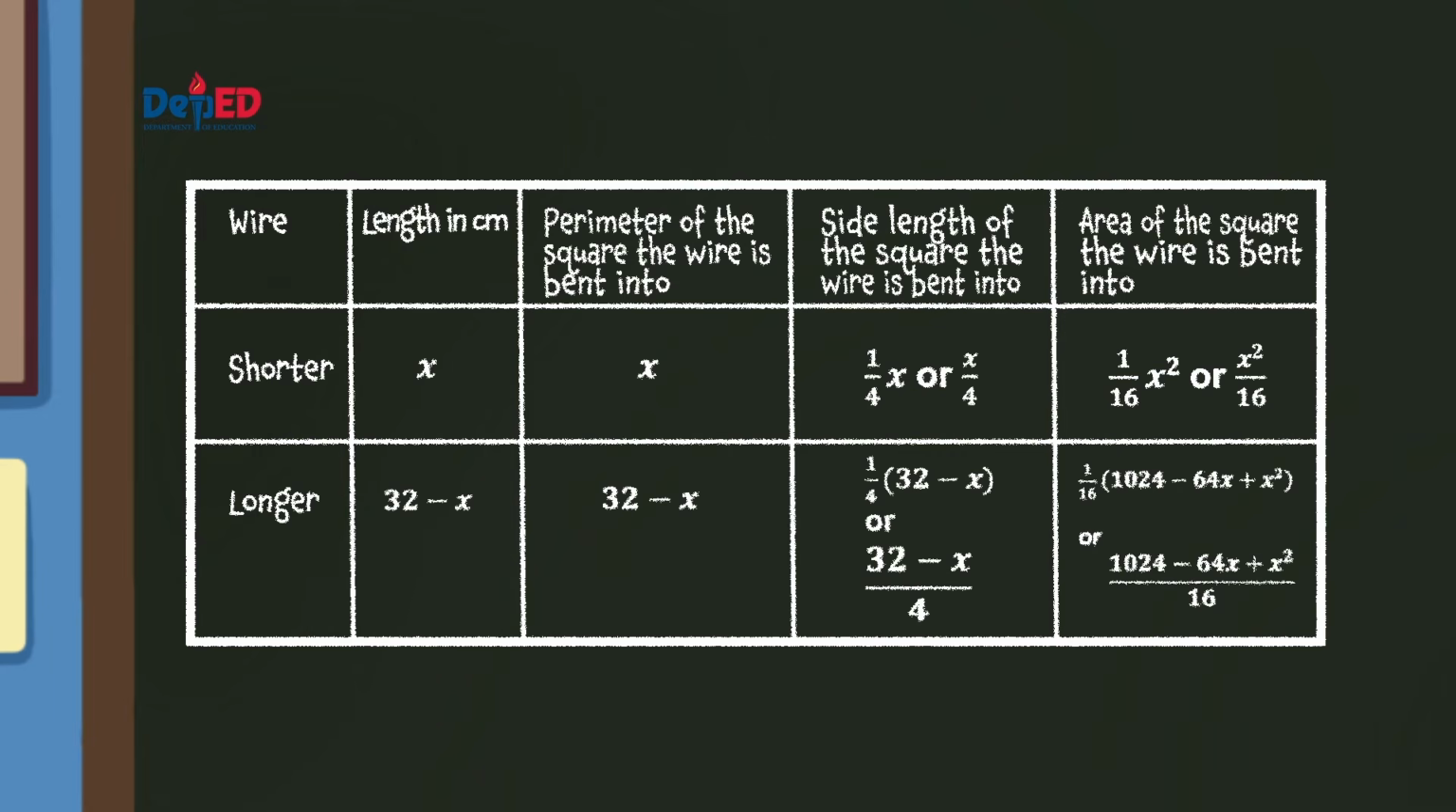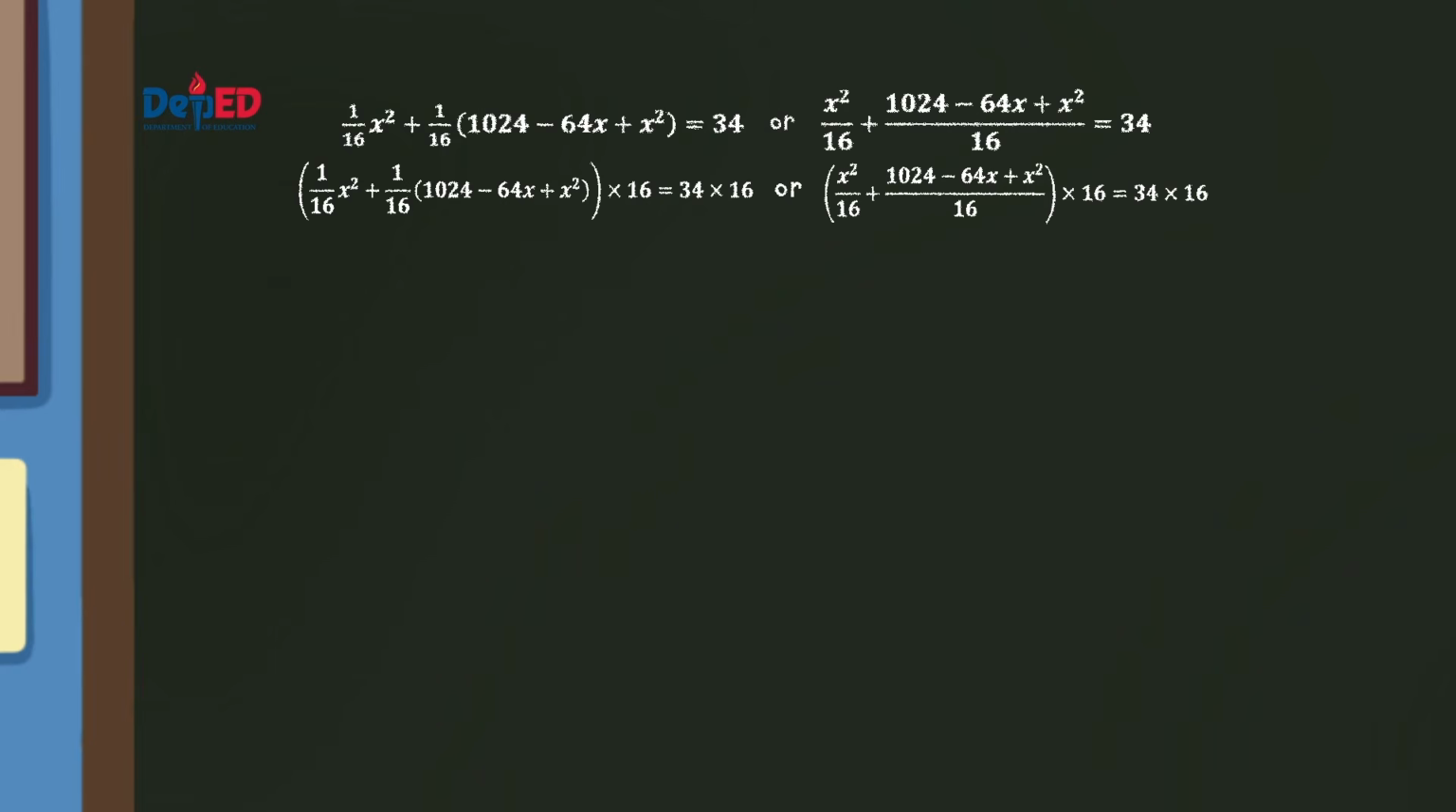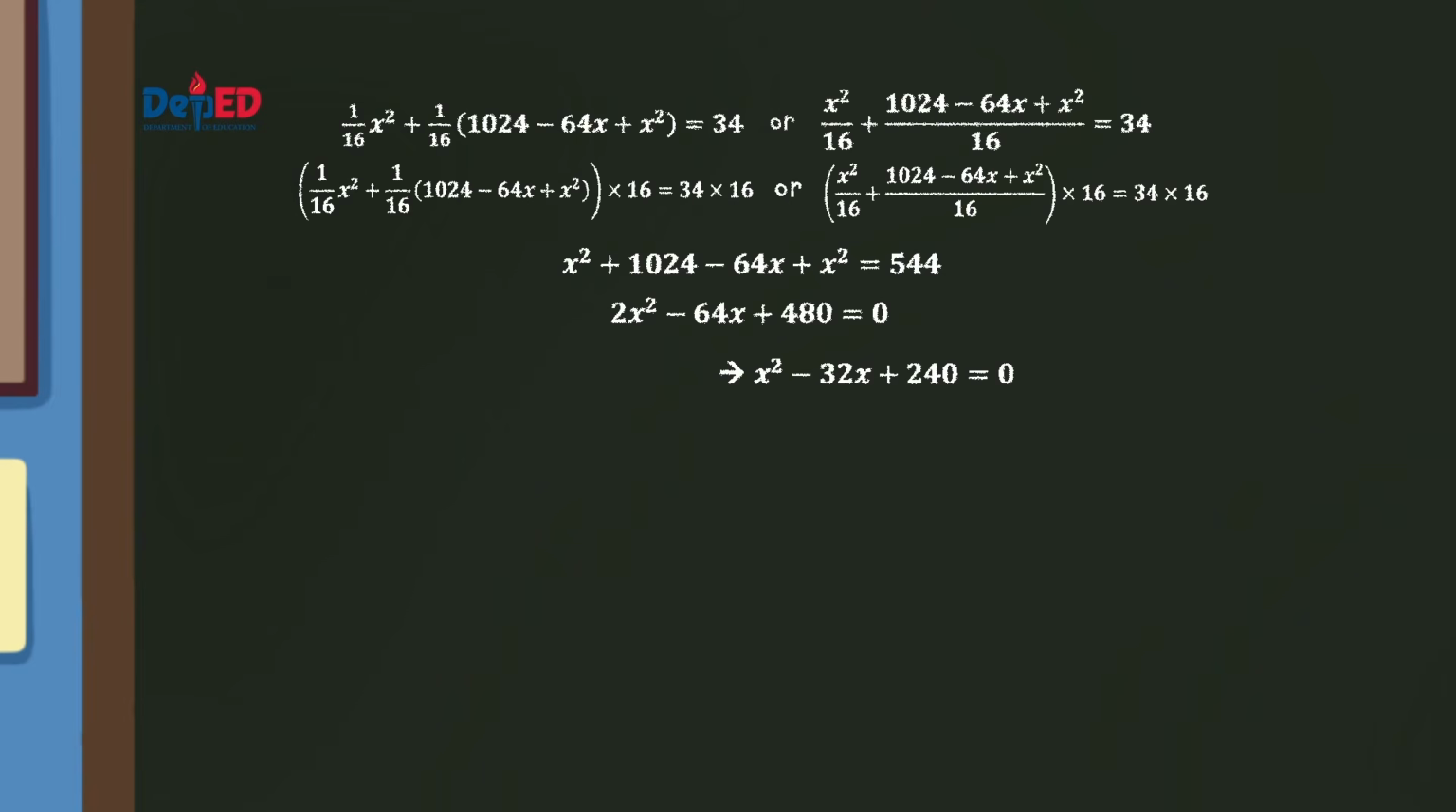Since the sum of the areas enclosed by the two squares is 34 square centimeters, we write this equation. We may multiply both sides of the equation by 16, and the resulting equation is x squared plus 1024 minus 64x plus x squared equals 544. Written in standard form, the equation must be expressed as 2x squared minus 64x plus 480 equals 0, and can be reduced as x squared minus 32x plus 240 equals 0 when both sides are divided by 2. And it can also be solved by factoring.